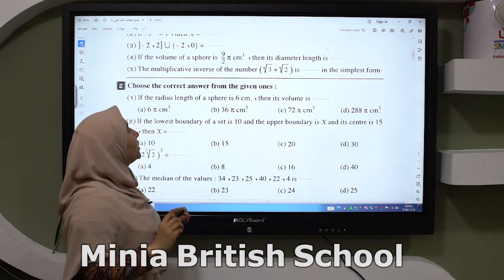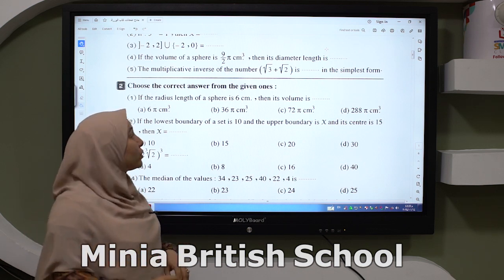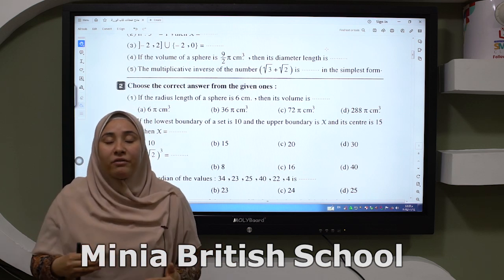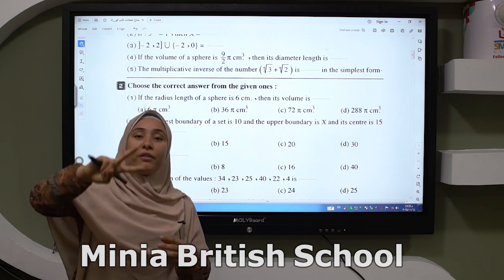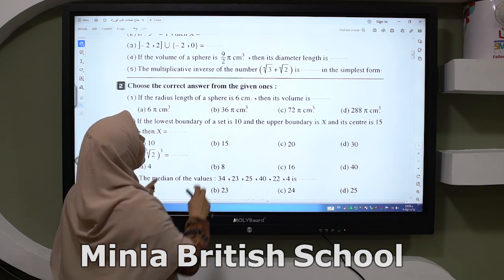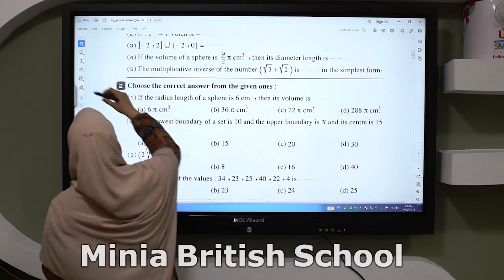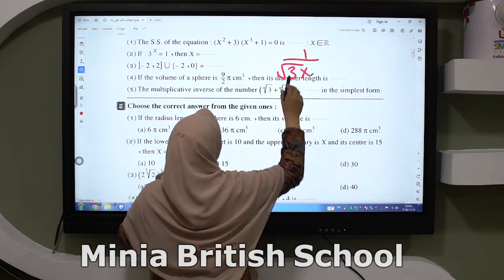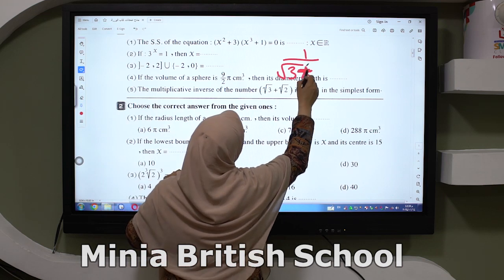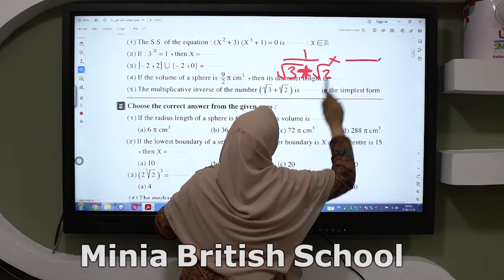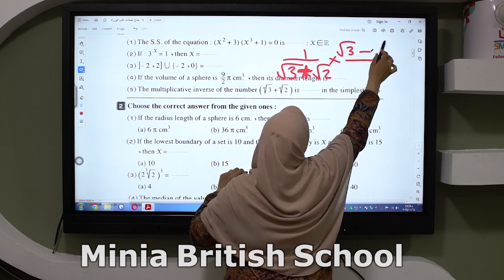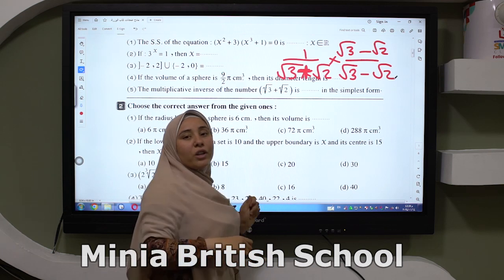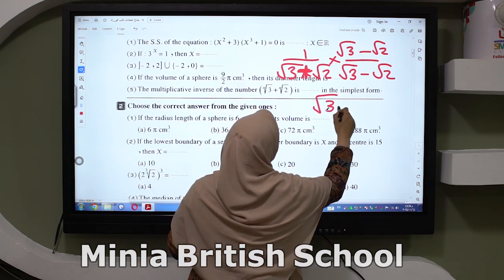Number 5, the multiplicative inverse of the number root 3 plus root 2 is blank in the simplest form. We know to make the multiplicative inverse for any number, only flip the number. Now I have root 3 plus root 2. Make a flip, 1 over root 3 plus root 2, multiply by its conjugate, root 3 minus root 2 over root 3 minus root 2. 1 multiplied by root 3 minus root 2 equals root 3 minus root 2.